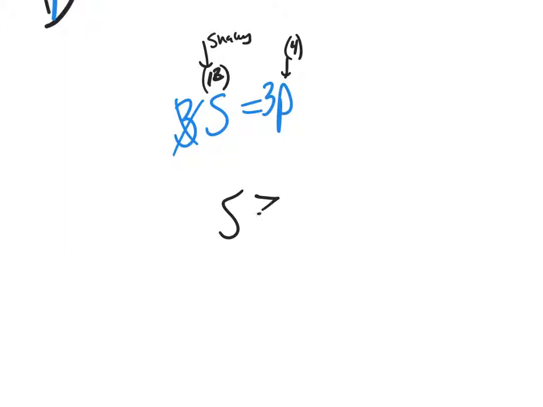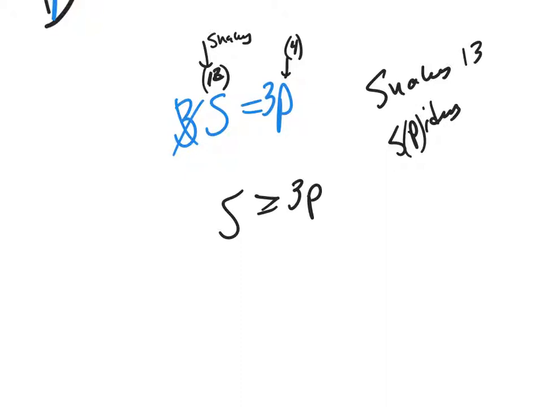S greater than or equal to 3p. Let's say that's what I think it is. Now I'm going to go off to the side and say snake deaths versus spiders. P is the main variable there. And if it's a little more, then it'd be like a 13 to 4 ratio. That'd be a little more than 3 times as many.